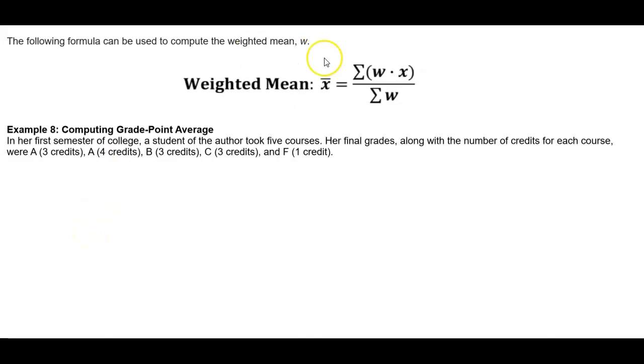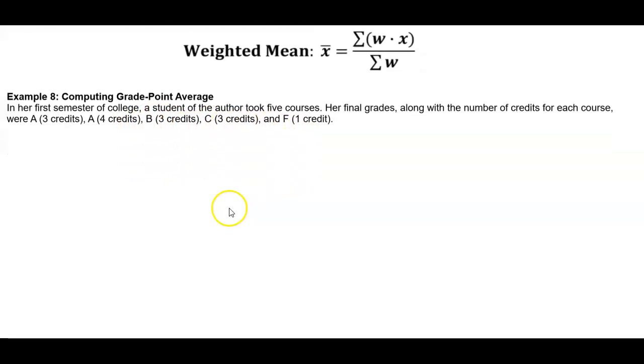Now, let's take a look at an example 8. Before we look at that, this should look very familiar with finding the sample mean of a frequency distribution. So it has the same type of formula. Now, we want to compute the grade point average. In her first semester of college, a student of the author took 5 courses. Her final grades, along with the number of credits for each course, were A, 3 credits, A, 4 credits, B, 3 credits, C, 3 credits, and F, 1 credit.